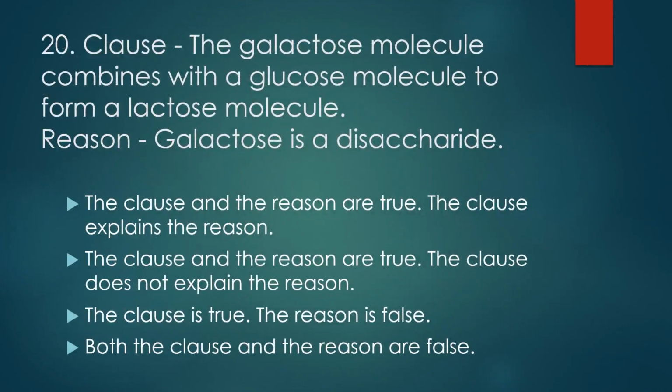Question number 20, the last. There's a claim and a reason. Claim: The galactose molecule combines with the glucose molecule to form a lactose molecule. Oh, somewhat correct, no? Yes, that is correct. Reason: Galactose is a disaccharide. No way. Galactose is a monosaccharide. So, you know, the claim is true, but the reason is false.